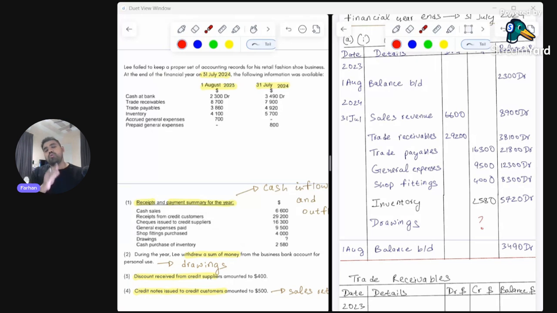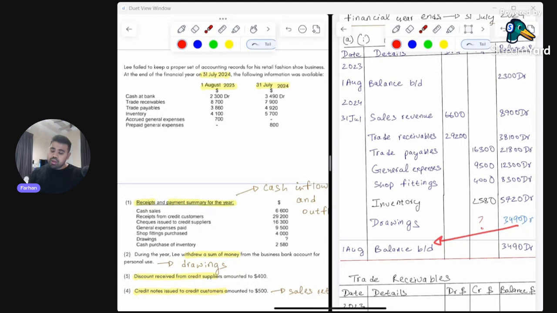So the ending balance at 31 July 2024 gets carried forward as the opening balance on 1 August 2024. So if you check the ledger account, which I have prepared, you will see that at 1 August 2024, I've included the opening balance, which is balance brought down of $3,490 debit, obviously reflecting an asset. Okay. This means that at the end of all the transactions at 31 July 2024, our net balance must be $3,490 debit, which is what gets carried forward as the opening balance in the next financial year, right?